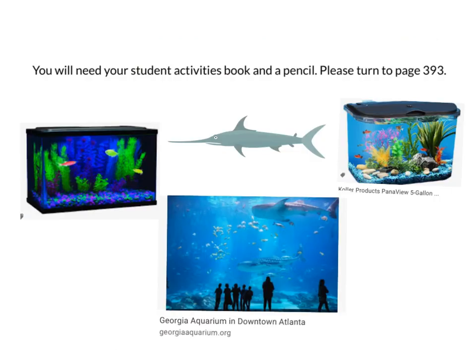So you will need your student activity book and a pencil, and please turn to page 393. Let's quickly talk about aquariums. These two right here are your typical home aquariums that some people like to have. An aquarium could actually be just a bowl with one fish, like a fish bowl. That's an aquarium, right? This one is the Georgia Aquarium in downtown Atlanta, and it's supposed to be the biggest aquarium in the world.